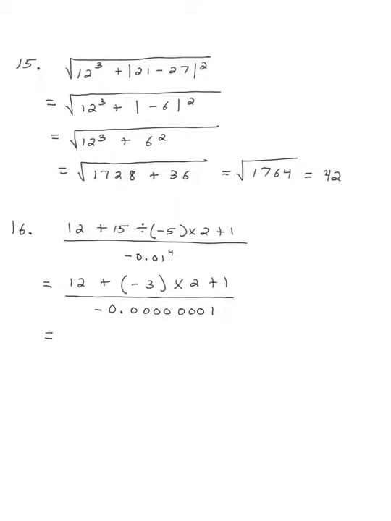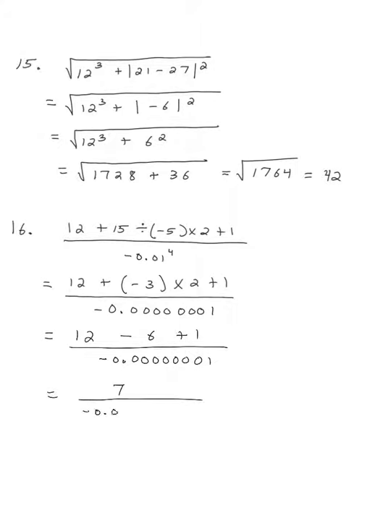All right, so next in the numerator, the denominator is completely simplified. I'm going to multiply those two together. This gives us a negative 6. I'm going to choose to write this as minus 6 as opposed to plus negative 6. Both are completely acceptable, but this is 12 minus 6 plus 1, all divided by negative 0.1, 2, 3, 4, 5, 6, 7 zeros, and a 1 at the very end. So for the numerator, 12 minus 6 is 6, plus 1 is 7, and we're dividing again by this number.